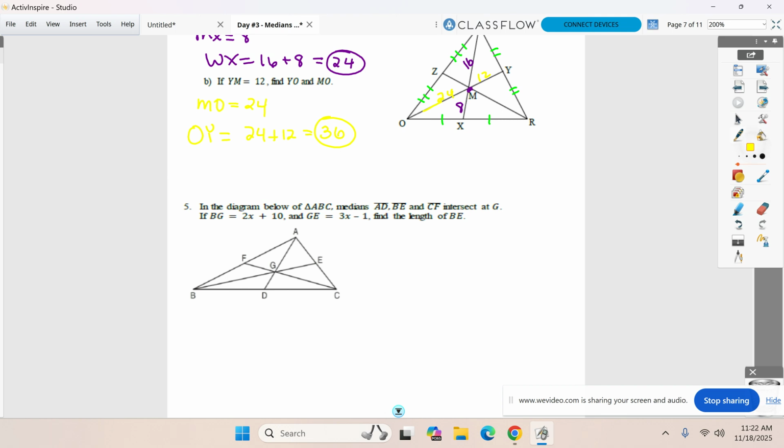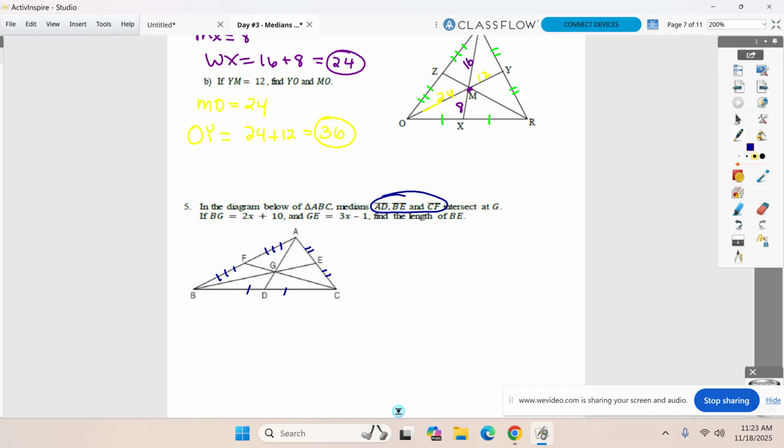As I read, I'm told AD, BE, and CF are all medians. That's you guys putting hash marks on your diagram that quickly. That's what I just did there, because you know all three of those are medians. Again, mark your diagram. I don't know if I'll need to use this, but it's true. Medians go to midpoints.